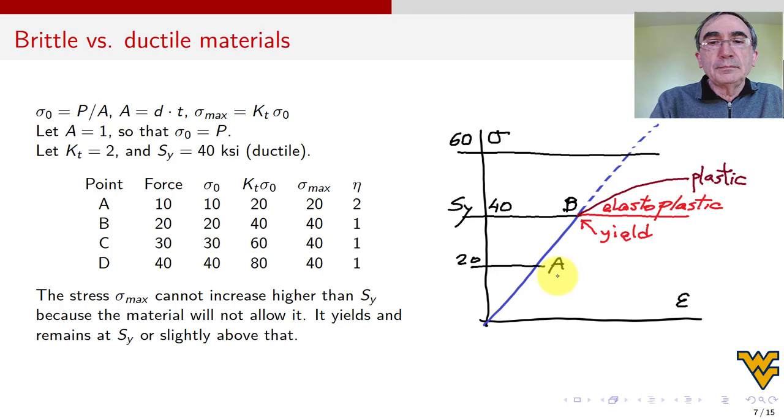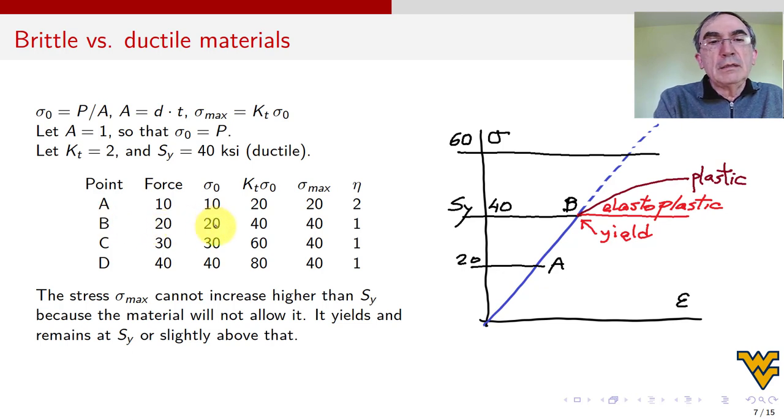So first I load to point A. Point A is here. And I put a force of 10, which produces a sigma 0 of 10, multiplied by the stress concentration factor 2, that becomes 20. That will be the sigma max. So that means that the stress at the root of the notch of the fillet is supposed to be 20. And so I get this stress 20. On this line, I went up to here. Everything's good, right?